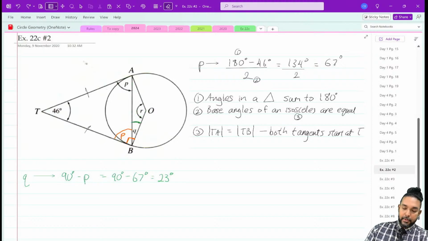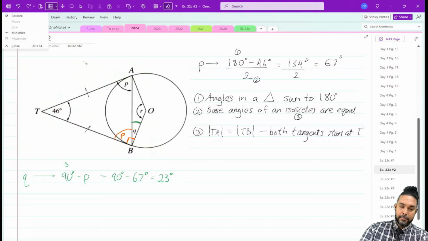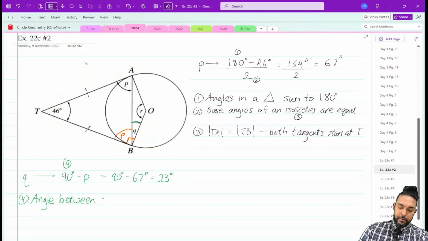All right. So I'm sorry, so this is item 3. No, this is rule 4, sorry, my bad. Item 4, right? Angle between tangent and radius.